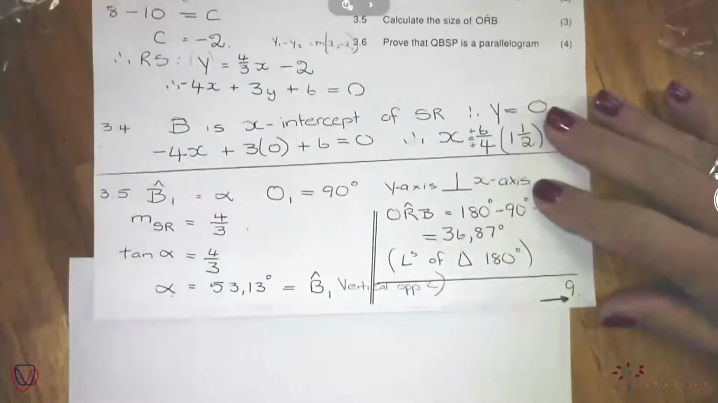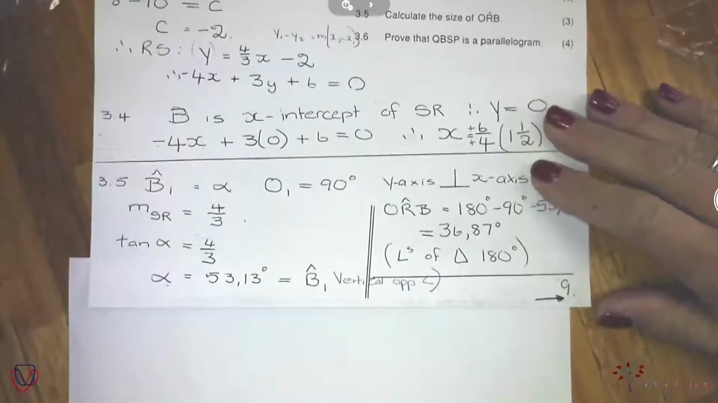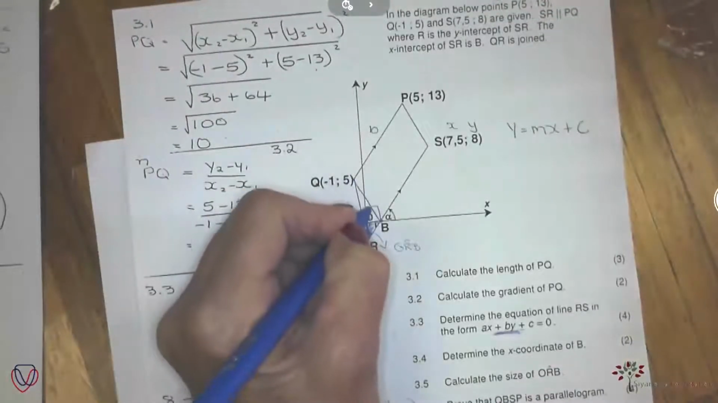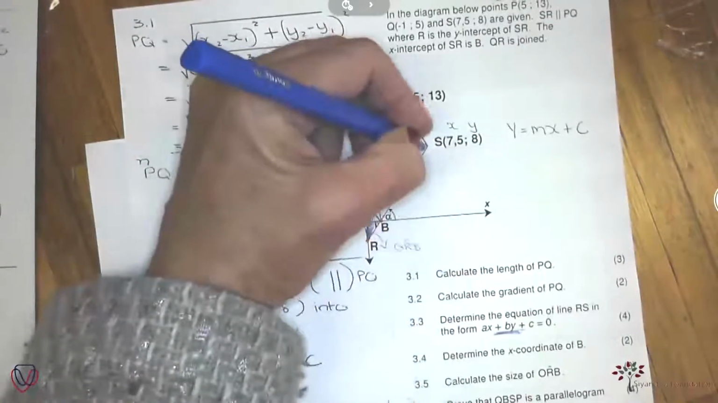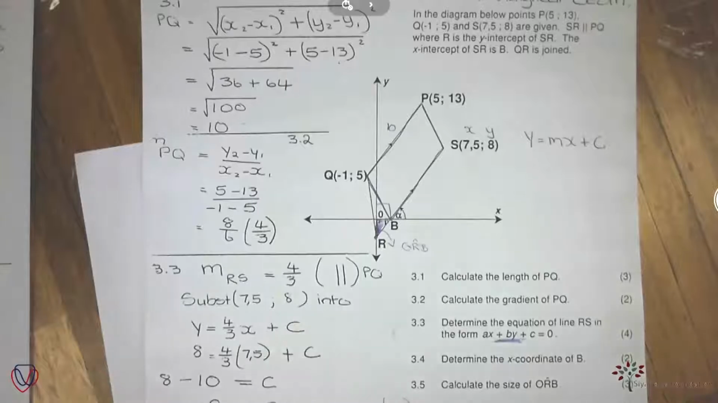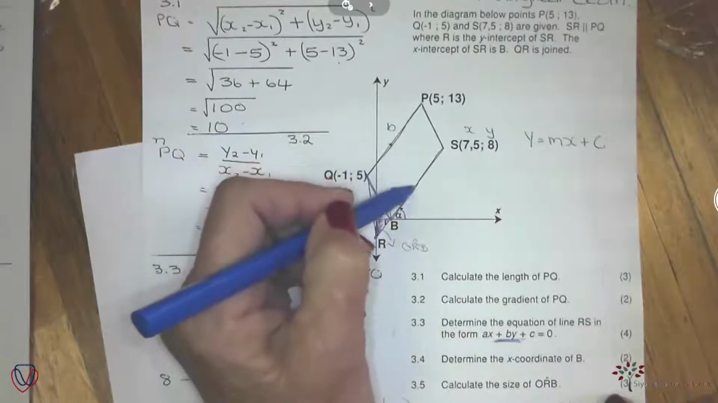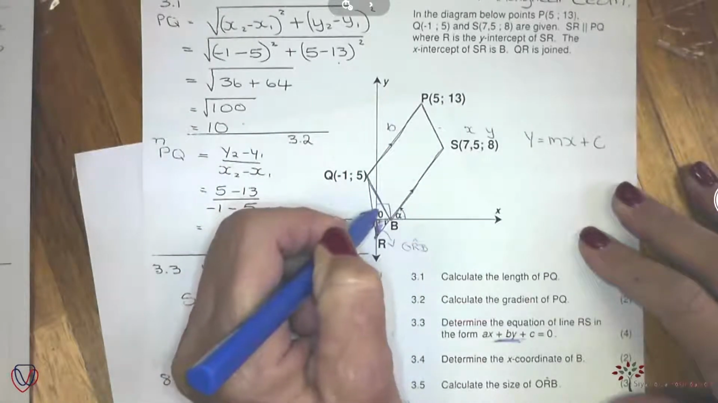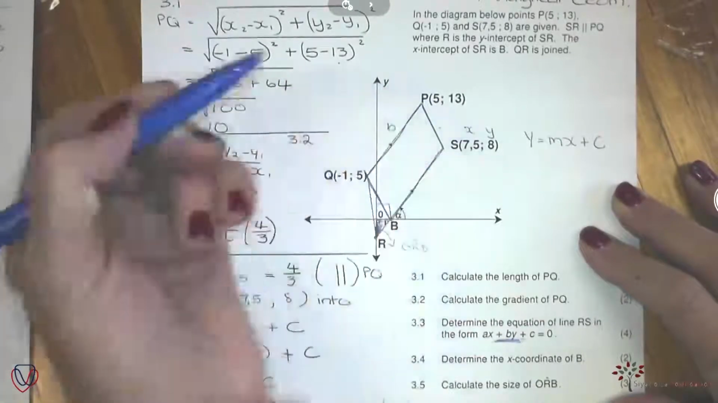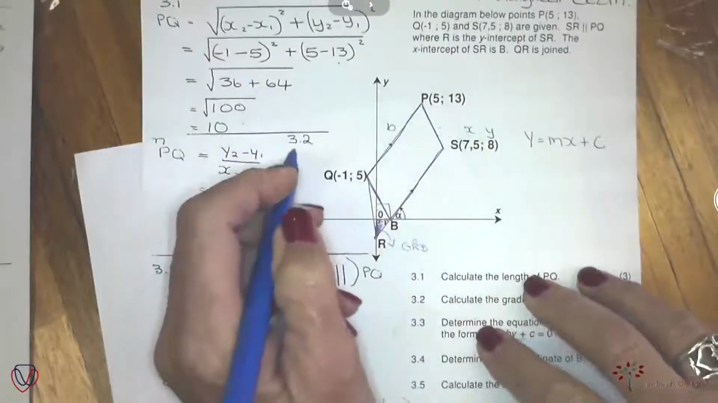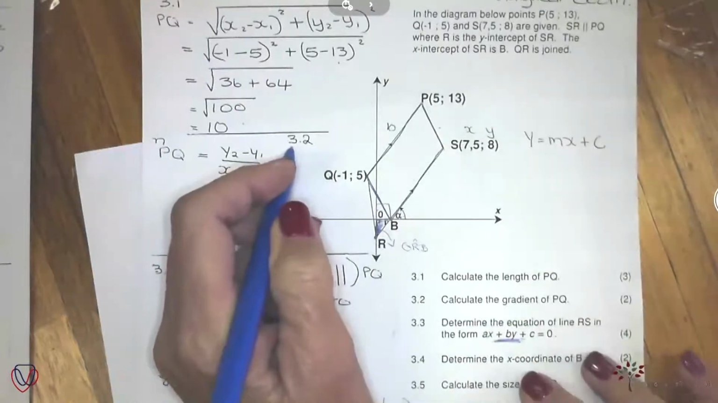The last question there: prove that QBSP is a parallelogram. I'm going to go back to the sketch just to show you what we've got to prove there. They said prove QBSP, this one, a parallelogram. Now, people, what do you know about the properties of a parallelogram? They've already given us one pair of sides parallel. The property of a parallelogram is that both pairs of sides should be parallel. So you can work with the gradients. You can find the gradient of PS, you can determine the gradient of QB, and if the gradients are equal, it means those two lines will be parallel. Both pairs of opposite lines parallel, therefore this will be a parallelogram.